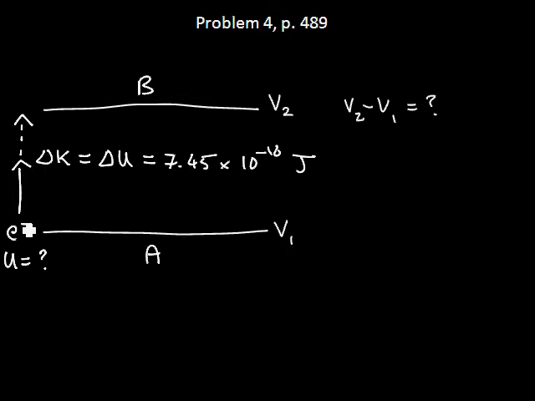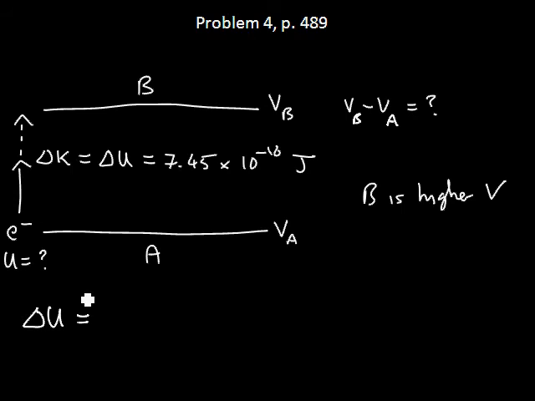And because the electron is accelerating towards plate B, plate B is at the higher potential. So straight off we say B is the higher potential. And instead of messing our numbers up, let's call this VA, the voltage at plate A, and VB. And we're trying to find VB minus VA. Well, we know the change in potential energy, which is the same as the kinetic energy. It's 7.45 times 10 to the minus 16 joules.